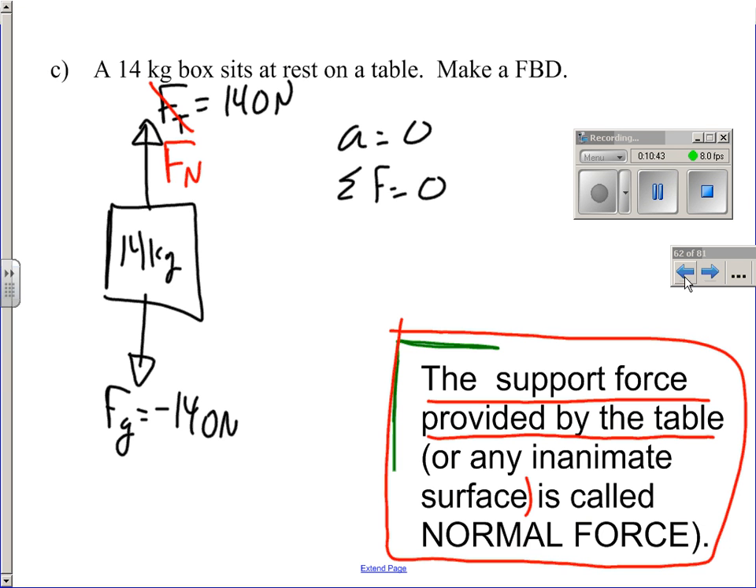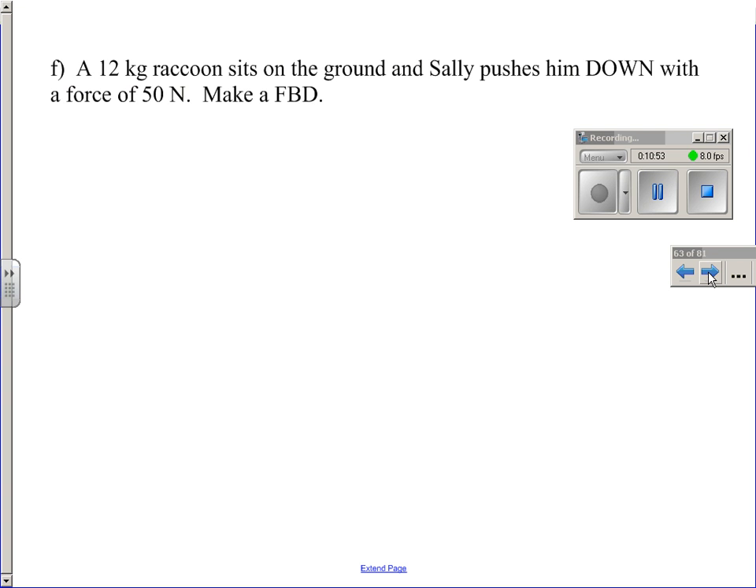Let me jump back for a second. In this example, it is a true statement that the force of gravity and the normal force are equal. They're both 140 newtons. That doesn't always happen, which is the point of this next example, which is mislabeled. This should be example B.